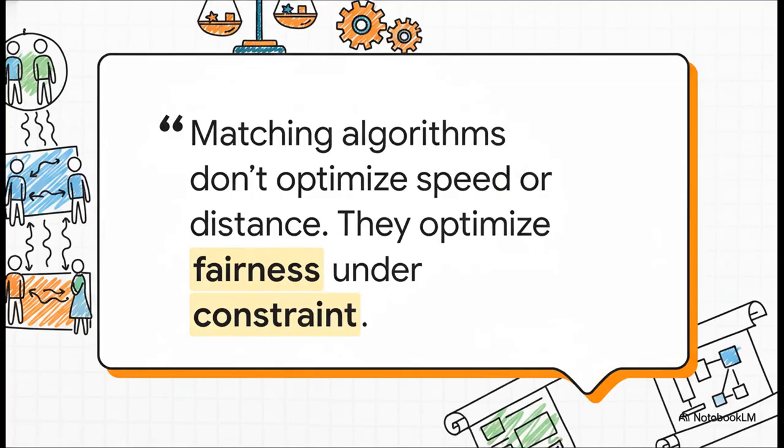And this really brings us to the most important takeaway. When you get right down to it, bipartite matching isn't about finding the fastest route or the shortest path. Its core purpose is something much more profound. It optimizes for fairness. It is a mathematical guarantee that, given a set of constraints, we can create the maximum number of successful pairings, leaving as few as possible behind. It's a blueprint for conflict-free allocation.